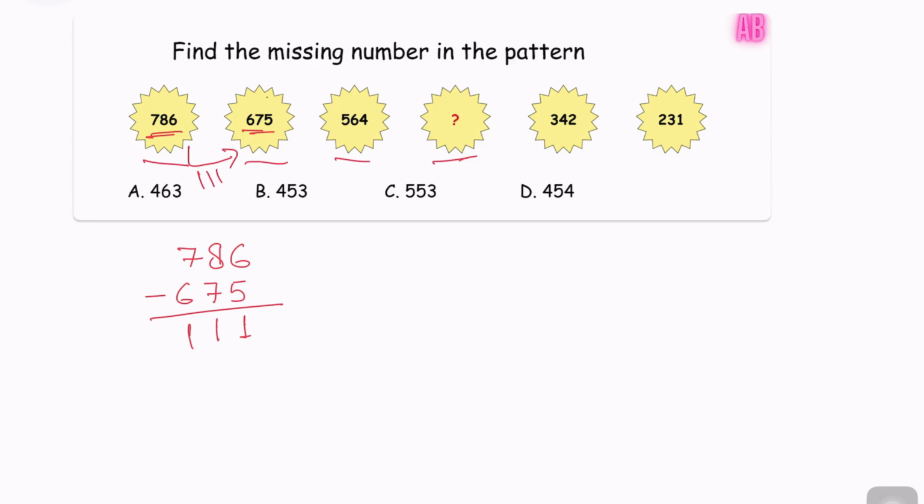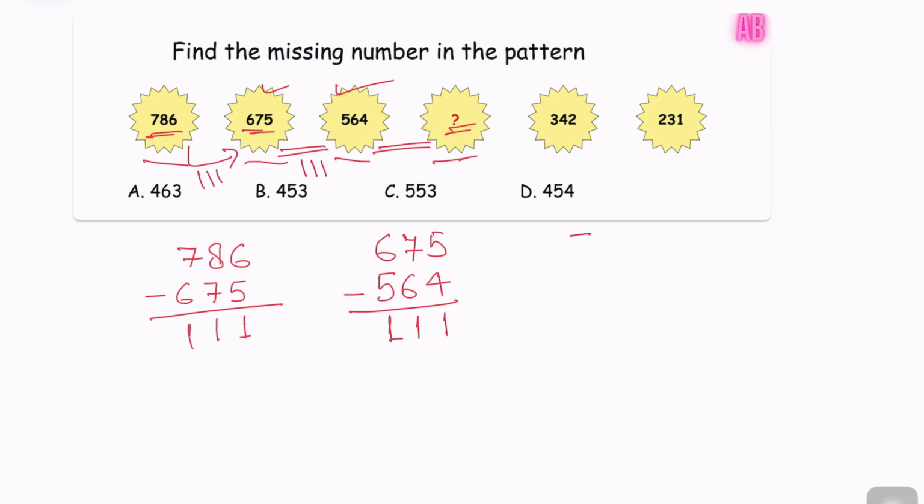Okay. Now let's check these two numbers. Same thing. We will subtract 564 from 675. So 675 minus 564: 7 minus 6 is 1, 6 minus 5 is 1, 111. So again, the difference between these two numbers is 111. Which means that the difference between these two numbers should be 111, right? So if we subtract 111 from 564, we will get this number, right?